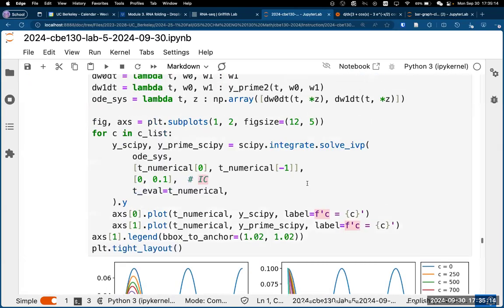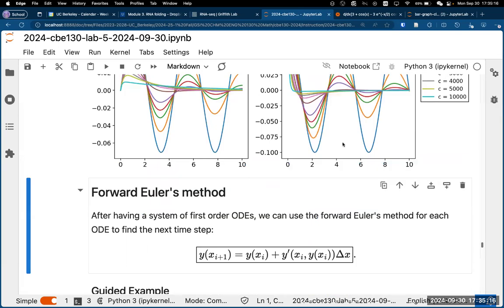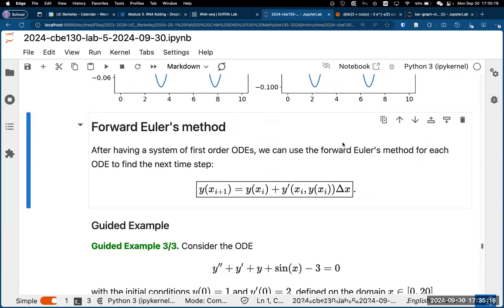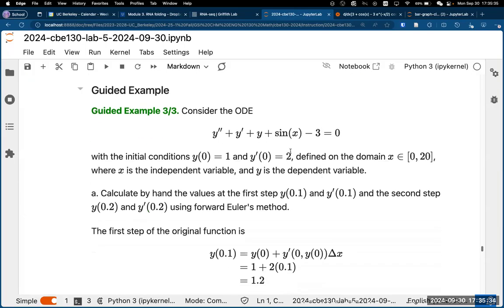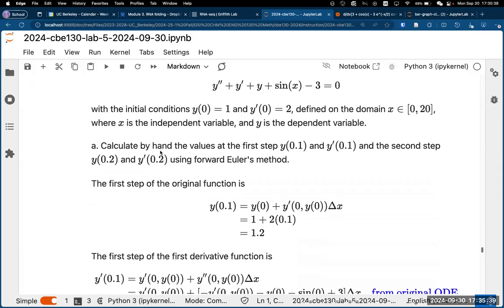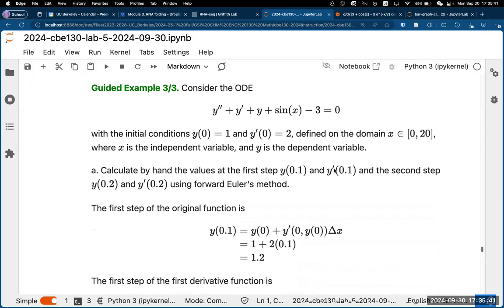Okay, yeah, this is it for the SciPy part. Last time we also learned our own numerical method, the forward Euler's method, and that's basically for first order ODEs. But now we have a system of first order ODEs, so we can use this for the system and solve it step by step. And to illustrate this, let's consider the ODE that we have encountered before, but this time calculate by hand the value of the first and the second step.